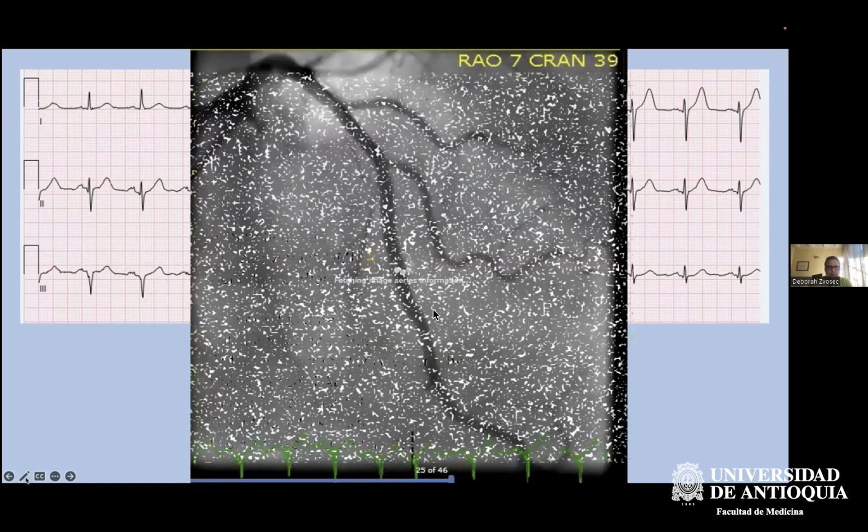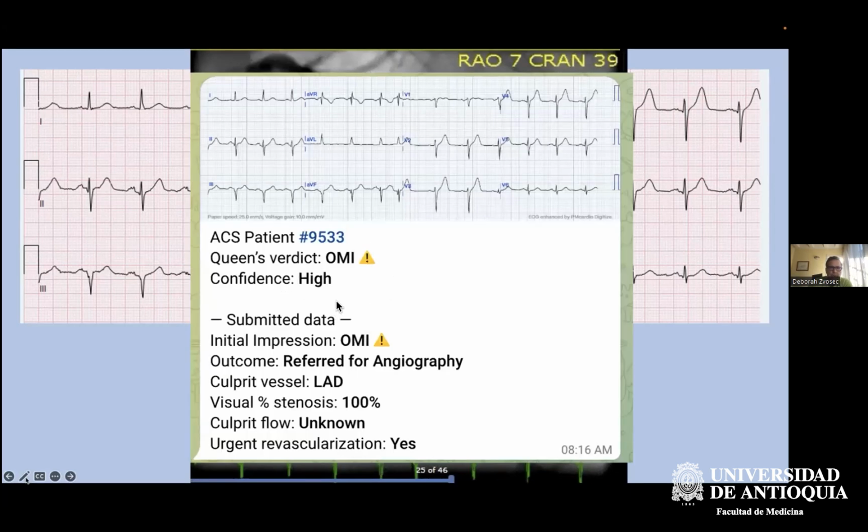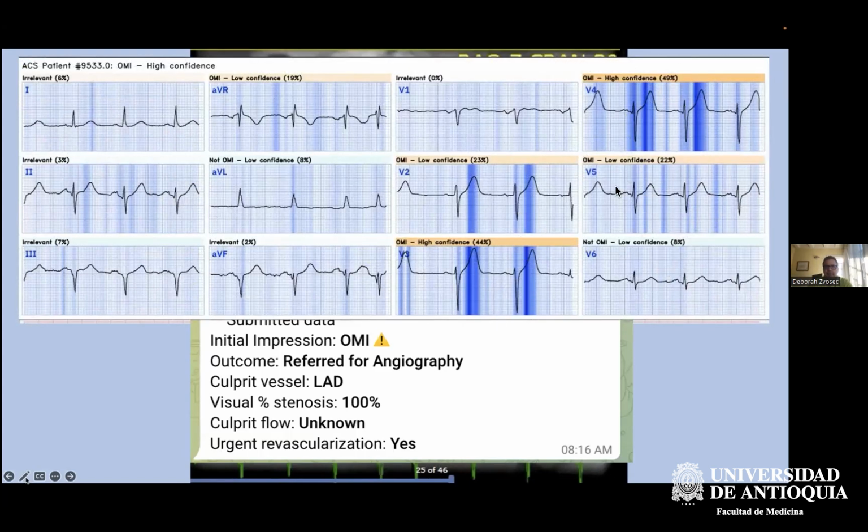And if you send this one to the Queen of Hearts, she knows it's an OMI with high confidence. And here the explainability map shows that she can see these are hyperacute T waves.